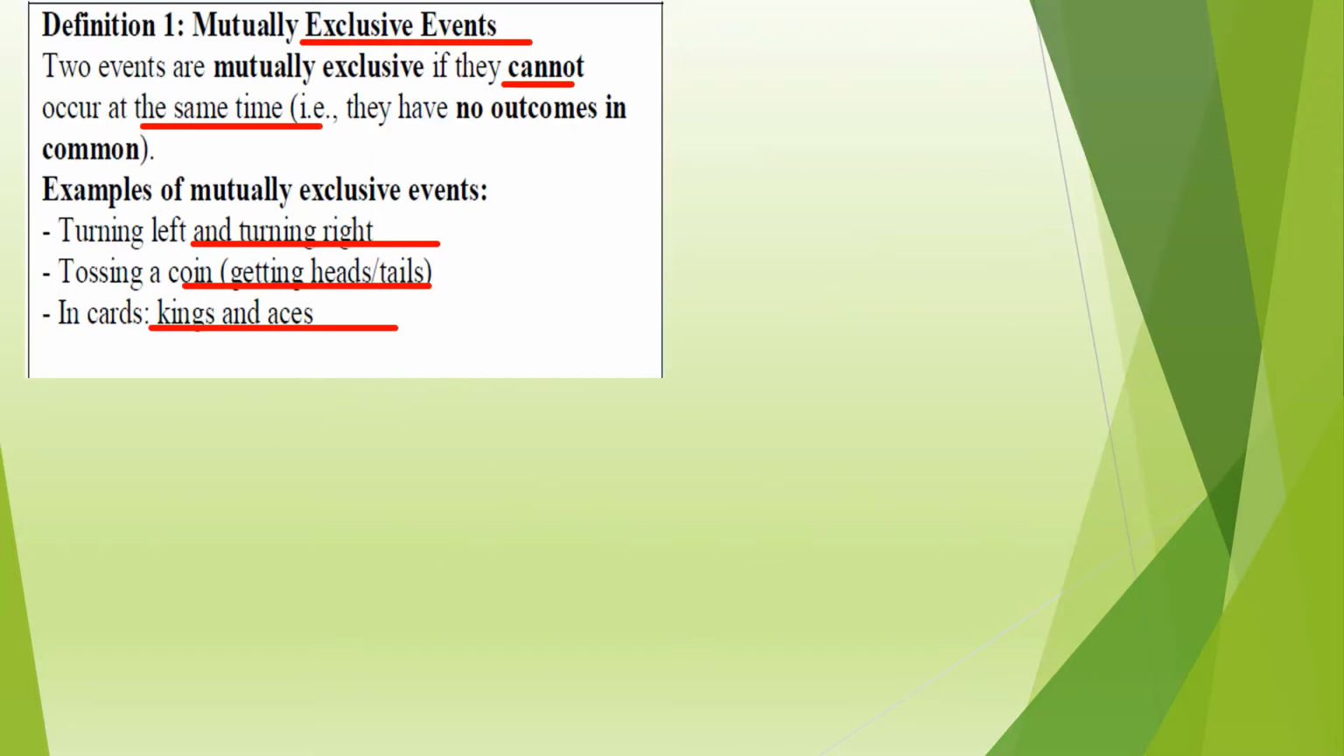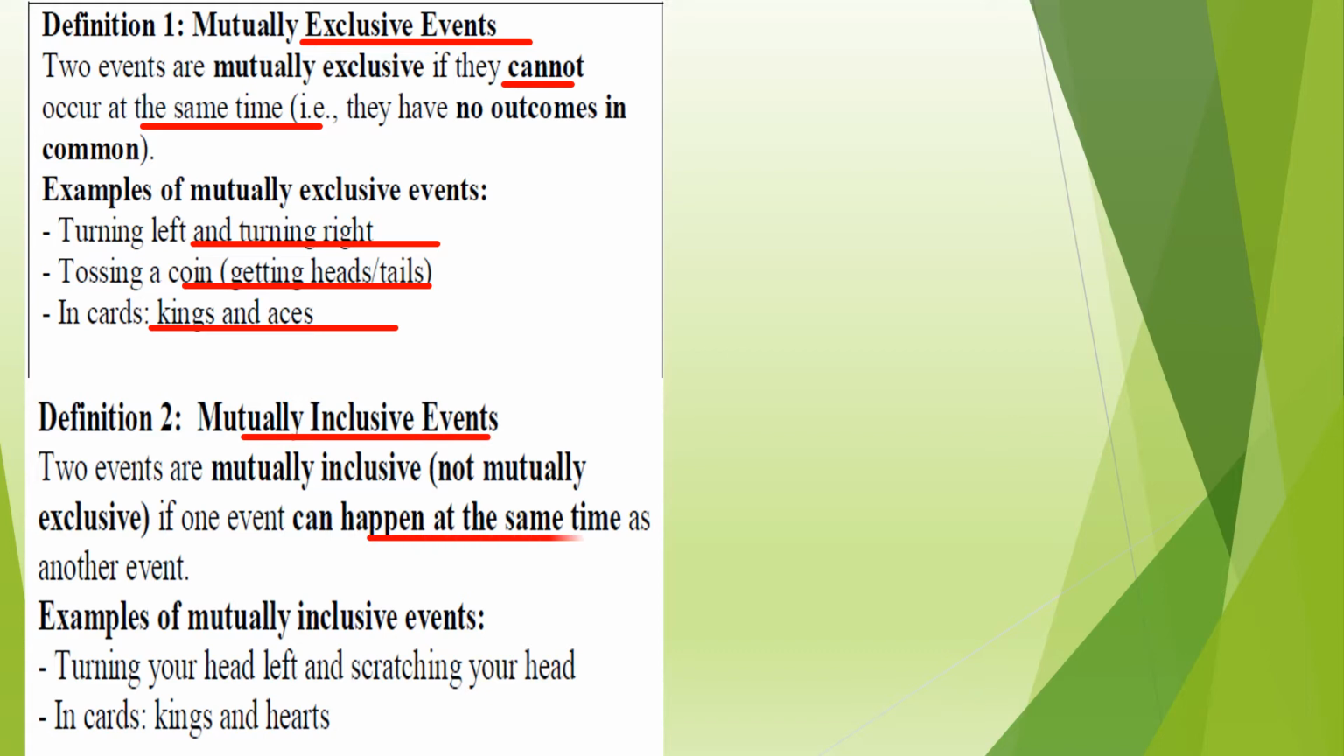Definition for mutually exclusive events. Two events are mutually exclusive if they cannot occur at the same time. That is, they have no outcomes in common. Examples of mutually exclusive events are turning left and turning right, tossing a coin, getting heads, tails. In cards, kings and aces.